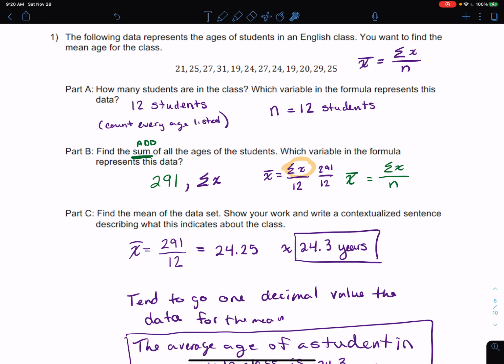So if we count up every age listed, it gives us 12. So we know that there's 12 students, and that number of elements represents n. So our n is going to be the 12 students.